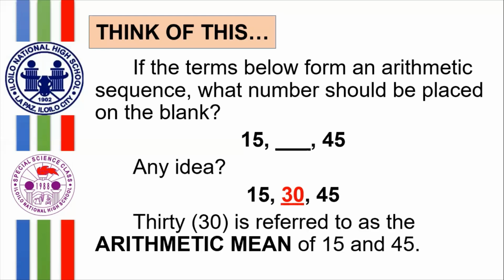So in this case, 30 is referred to as the arithmetic mean of 15 and 45.